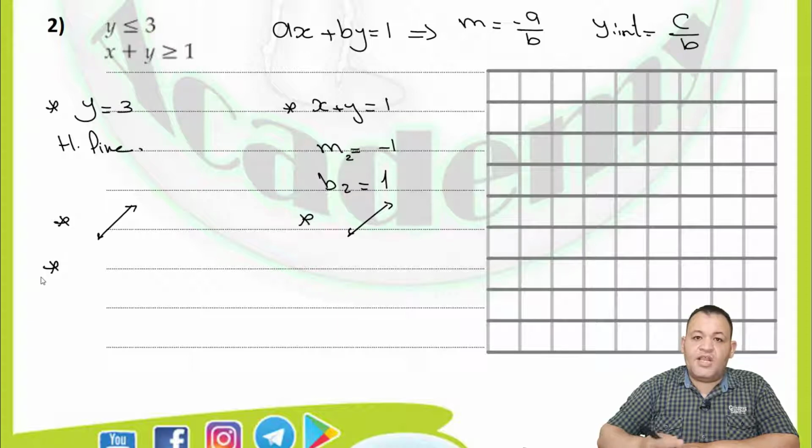Now step number 3, at the point (0, 0). Is 0 smaller than or equal to 3? Yes. So the part which contains the point (0, 0) will be the solution.